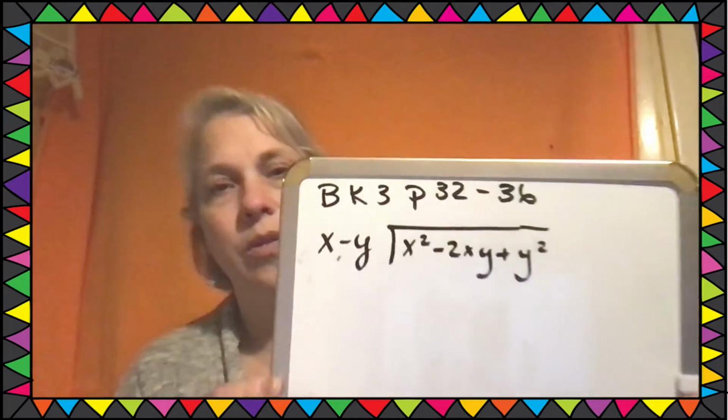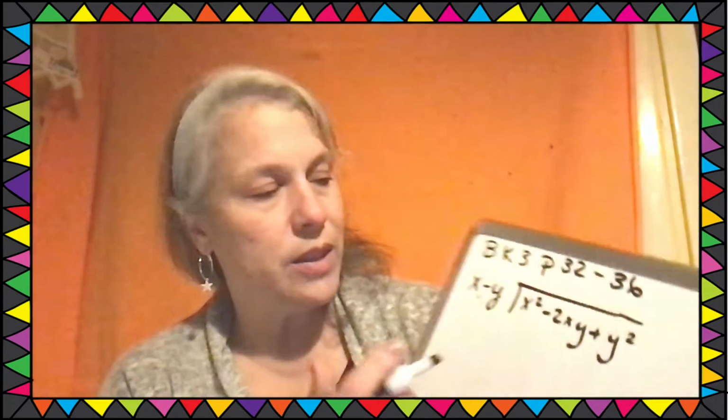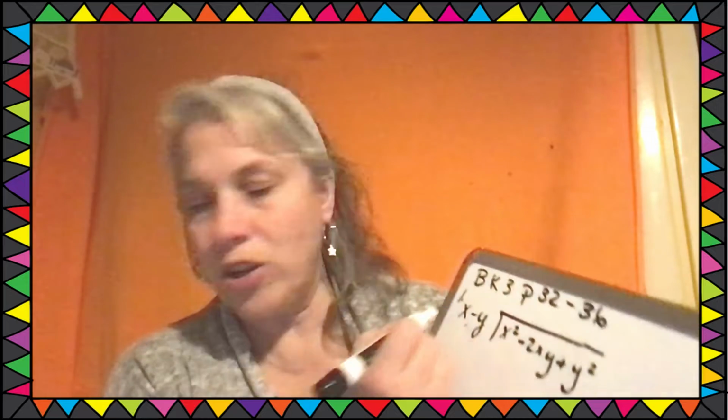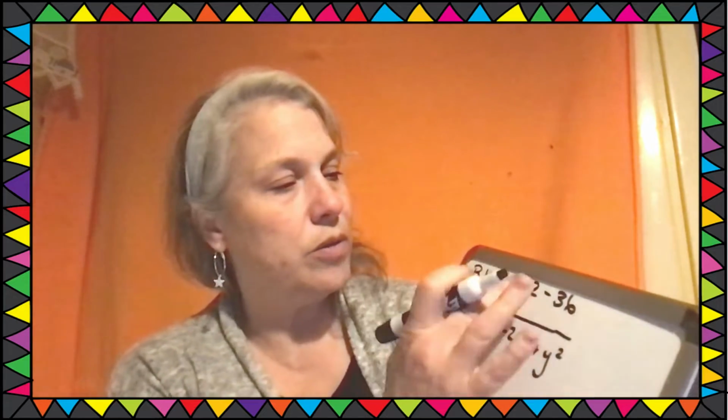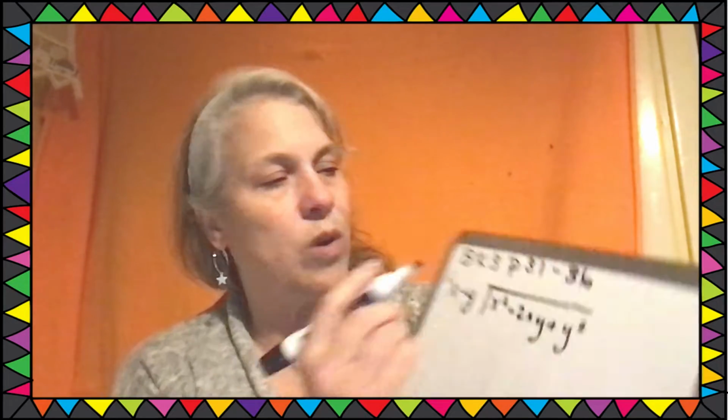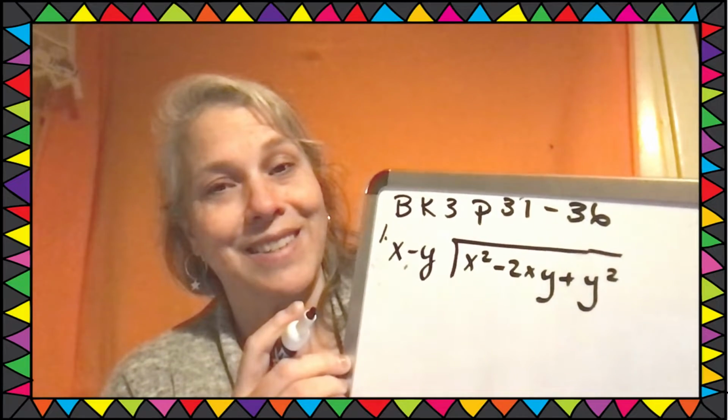So let's look at number 1. We have x minus y. Divide that into x squared minus 2xy plus y squared. Okay, so this is our problem. This is number 1 on page 31. So this is actually 31 to 36.